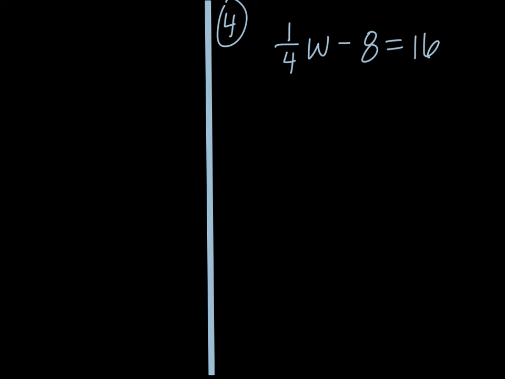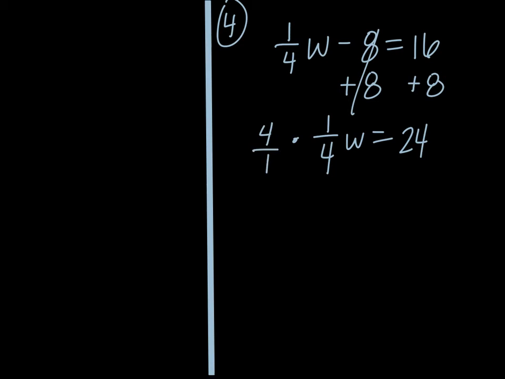In this example, our coefficient is a fraction, but this is the same concept. Get rid of negative 8. Because w is on the left side, we're going to get rid of the negative 8, so we'll add 8 to both sides. Bring down the 1/4 w. That's equal to 24. 16 plus 8 is equal to 24. So we'll flip that fraction over.